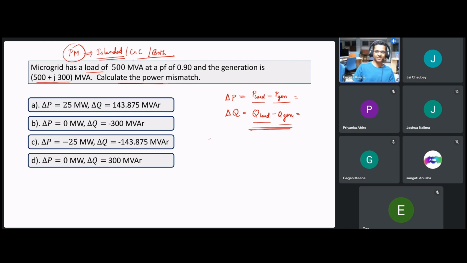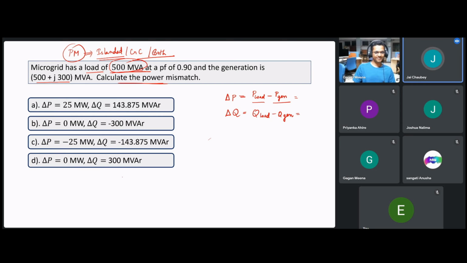Just see this one. Is the reactive power of the load less or more than generation? If it is more than generation, it will be positive. If it is less than generation, it will be negative. So what is the value here? Is it positive or negative? First, we have to calculate this. What is the load power, P and Q? Because this is MVA, not megawatts, del P will not be 0 here.